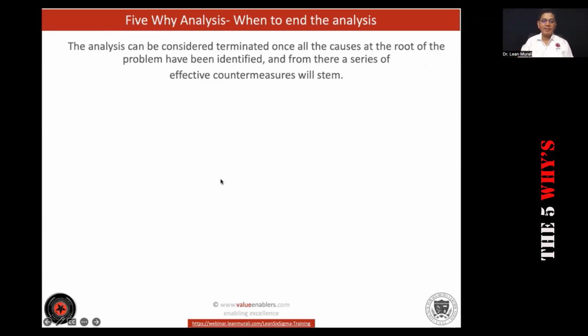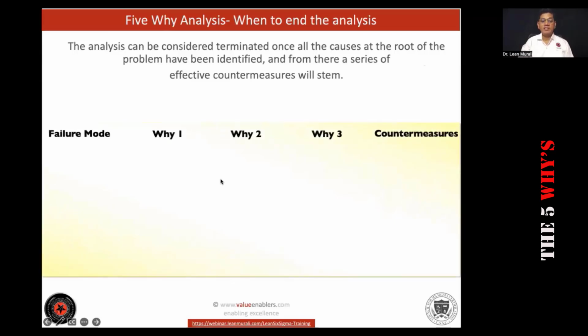Let me illustrate this. Countermeasures and failure modes. All of you type FM in the chat box. FM and CM. Just this is the way that you should remember. Countermeasures and failure modes. Failure mode is preventive. This is corrective. All of you type PM and CM. Preventive measure and corrective measure.